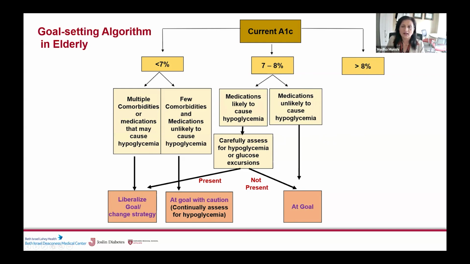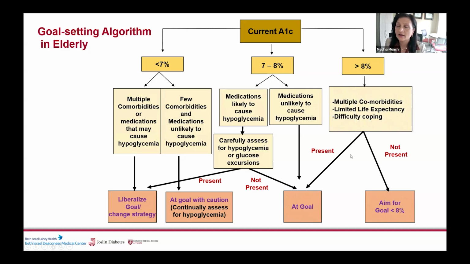And then the hemoglobin A1C over 8%. There are some people who you will see who have multiple comorbidities, limited life expectancy, or difficulty coping with a more complex regimen than what they are doing right now. In those patients, this might be the best you can do without putting them at higher risk of hypoglycemia or harm, then they are at goal. You as a clinician, as an educator can decide, just make sure that you document that. But this is not just ignoring them.